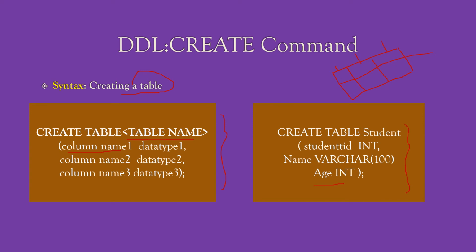Then we have to specify the data types here. The student ID is an integer data type. It is an ID, so the data type is integer. The name is a variable character type, since the name can be of any length. Then age is also an integer value. So here we understood how to create a table. After creating a database, we want to create a table to store the details. This is the create command in data definition language.